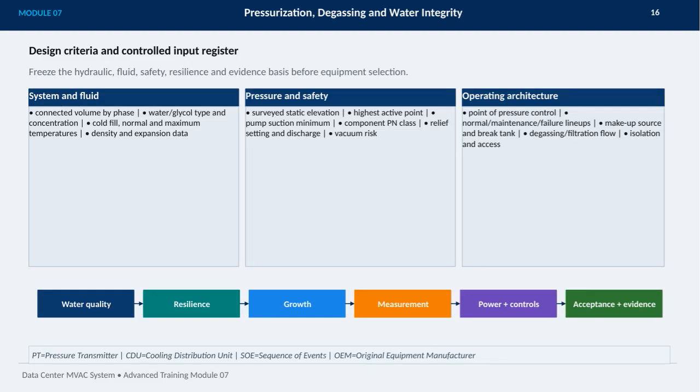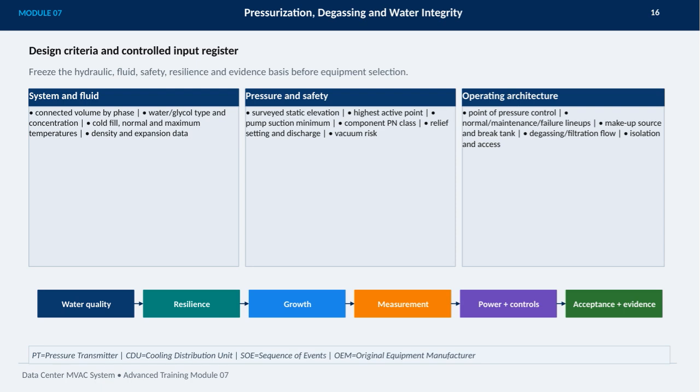In this module, we focus on the critical aspects of pressurization, degassing, and water integrity within the Data Center MVAC system. Before selecting any equipment, it's essential to establish a solid foundation by freezing key design criteria and controlled input parameters. This includes understanding the hydraulic and fluid characteristics, ensuring safety and resilience, and gathering evidence to support decisions.